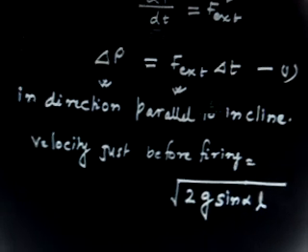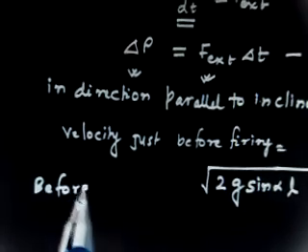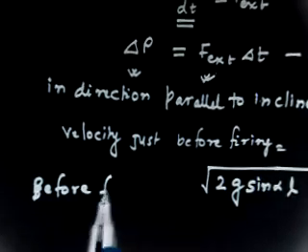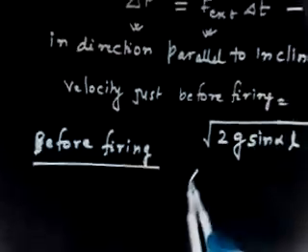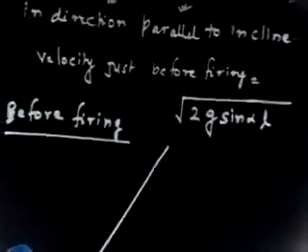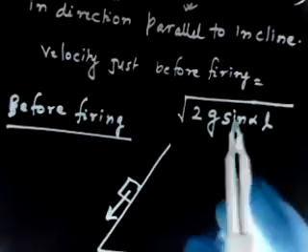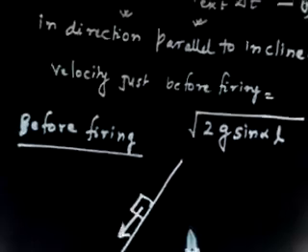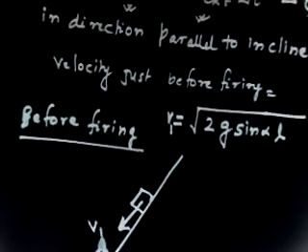So let us apply this. Before firing, I will have a situation something like this. This cannon is coming down the incline. It has reached here, and now it has a velocity given by this expression, under root 2gL sin alpha. Let us call this v1. This is going with velocity v1.